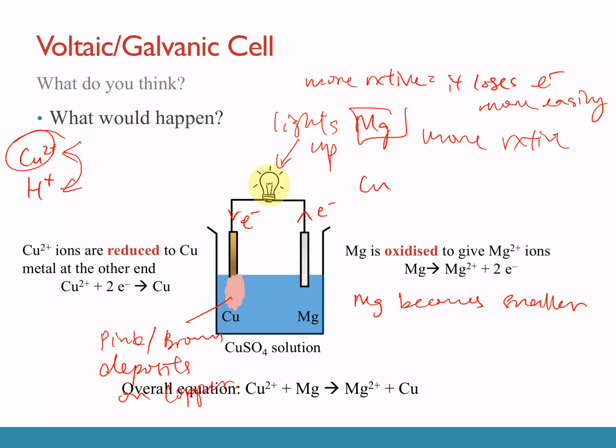Okay, so the overall equation is Cu2+ plus magnesium gives you magnesium 2+ and copper.